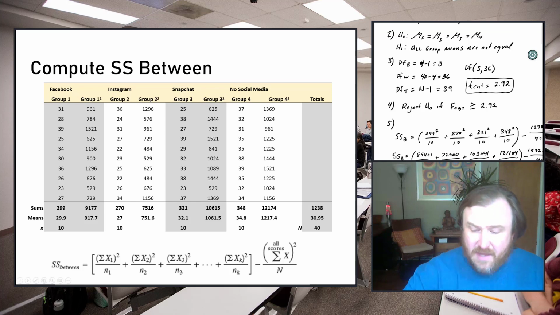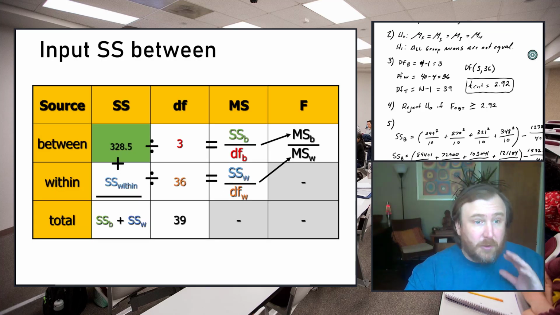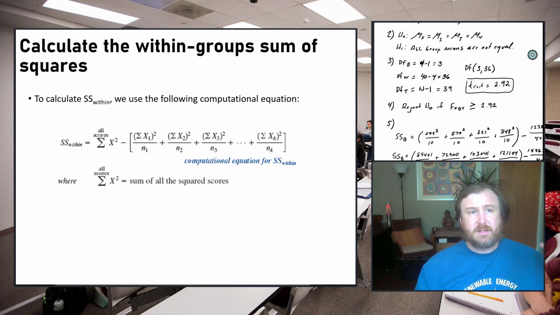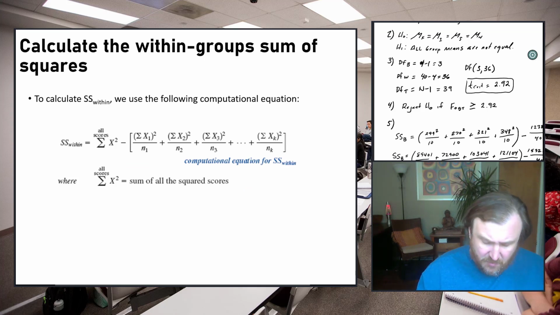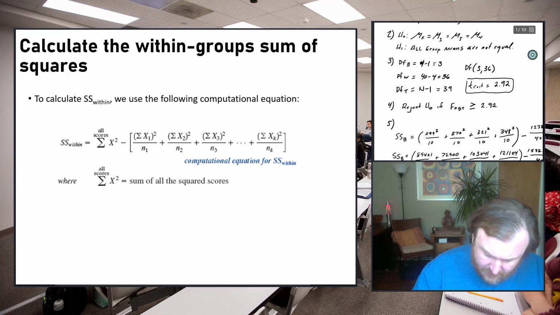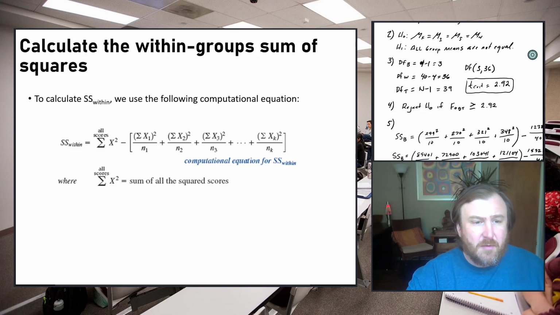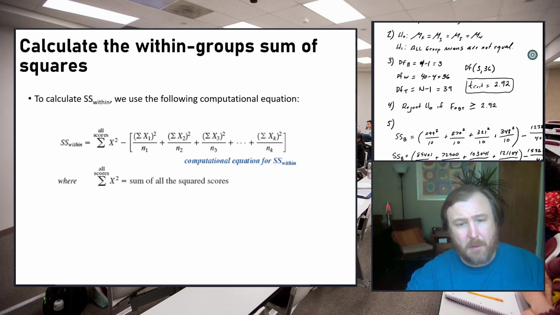Now after this, we want to plug this into our ANOVA summary table. So we've got sum of squares between. The next thing we need to do is compute our within group sum of squares within. Sum of squares within, this is the formula for it. So we're going to take the sum of all x squared scores and then subtract from that the same sum of squares values that we worked out in parentheses above or earlier.